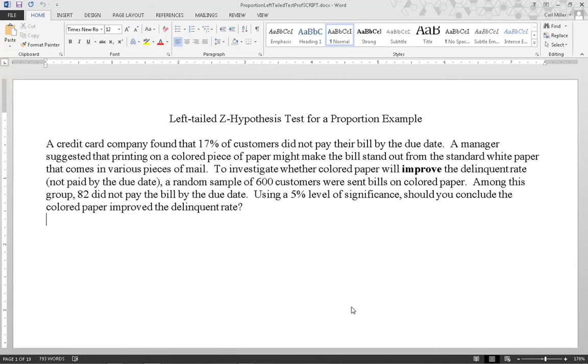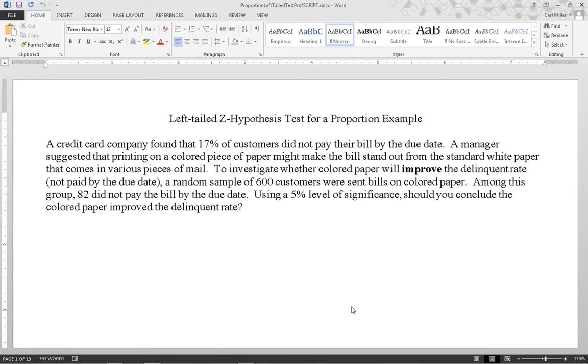Let's look at a left-tailed z-hypothesis test for a proportion. A credit card company found that 17% of customers did not pay their bill by the due date. A manager suggested that printing on a colored piece of paper might make the bill stand out from the standard white paper that comes in various pieces of mail.